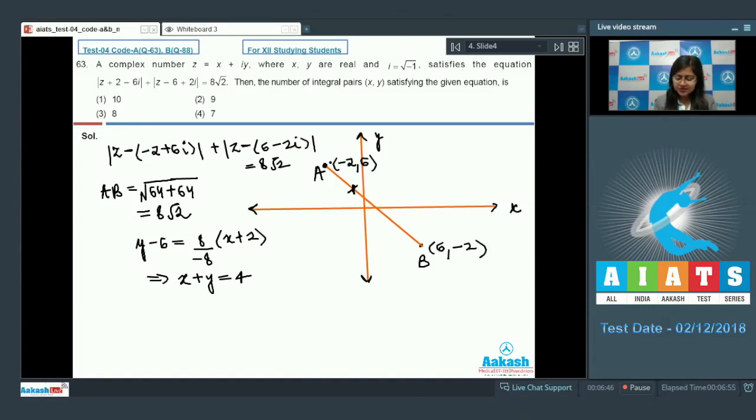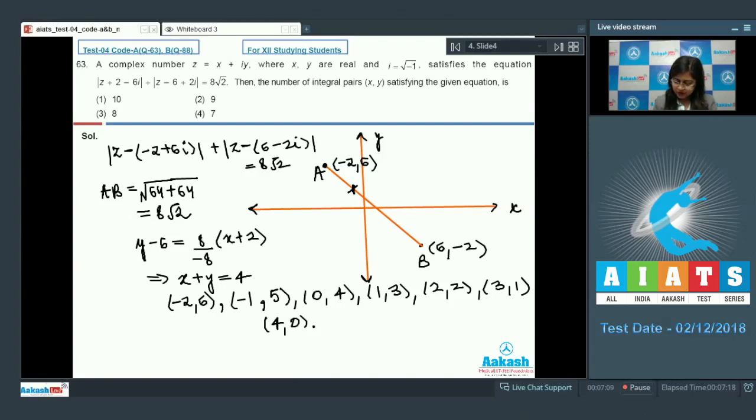Now the points that will be lying between AB or on A and B are minus 2 comma 6, minus 1 comma 5, 0 comma 4, 1 comma 3, 2 comma 2, 3 comma 1, 4 comma 0, 5 comma minus 1 and 6 comma minus 2. So we have 9 integral points here, right? So the correct answer will be option number 2.